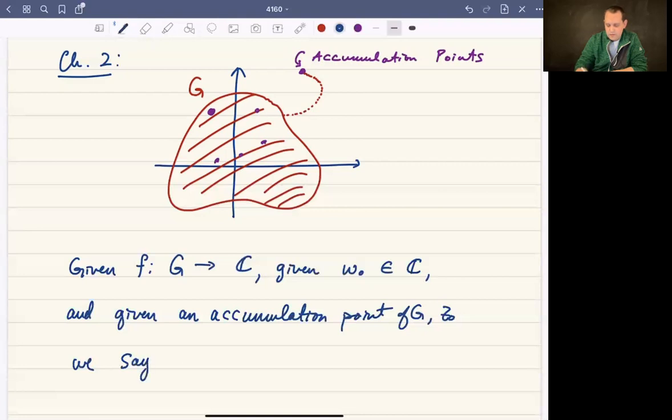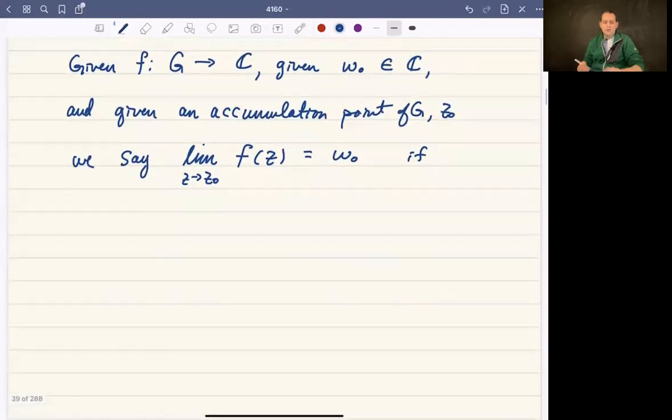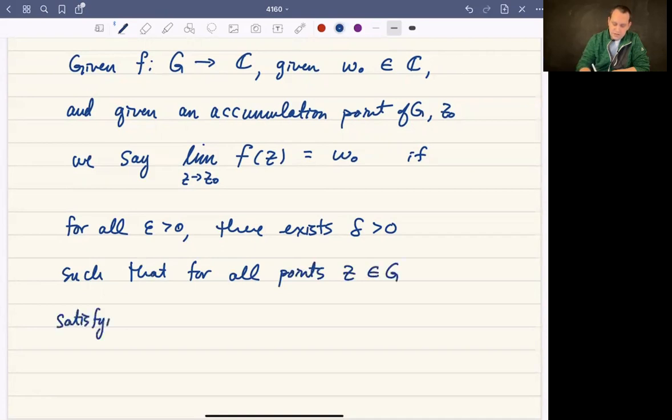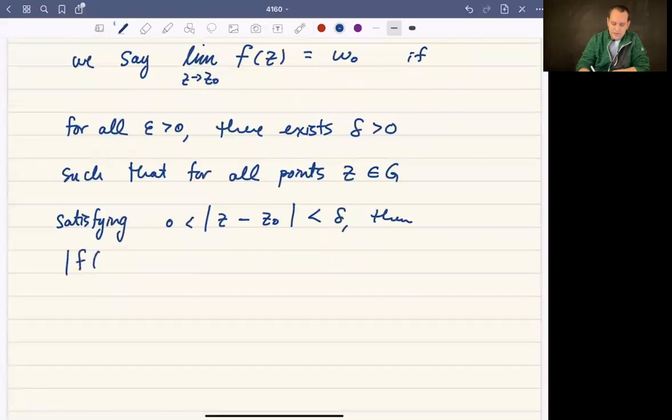we say that the limit of f of z as z approaches z naught is equal to omega naught if it has the following property: for all epsilon there exists a delta such that for all points z in G satisfying the condition that the modulus of z minus z naught is less than delta, then the modulus of f of z minus omega naught is less than epsilon.